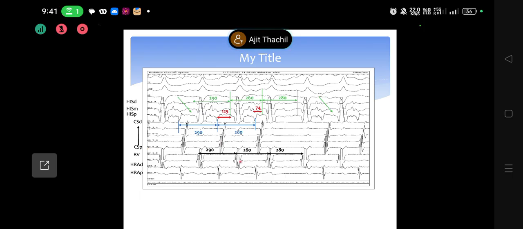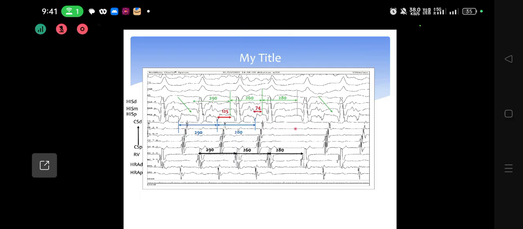Now, this PVC is once again His-refractory, because here is the His measurement. This PVC has fallen well after the His, comfortably after the His. The PVC that has fallen comfortably after the His has made the next His early. This His has become early.